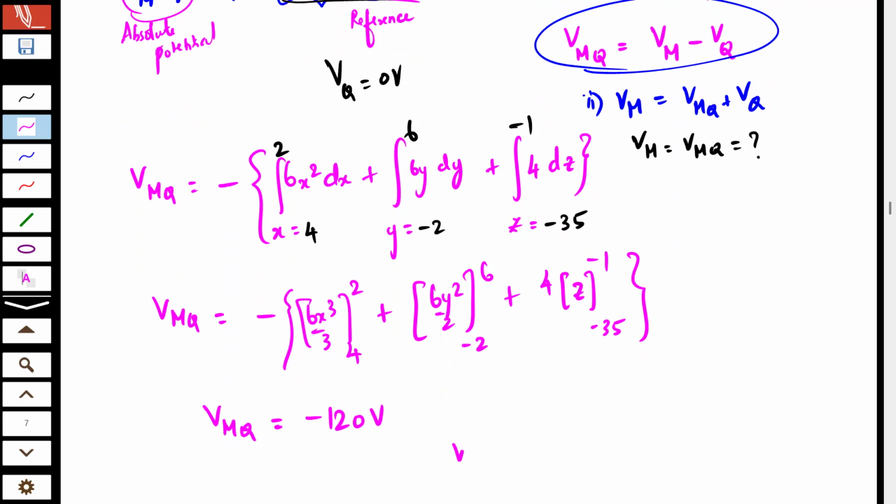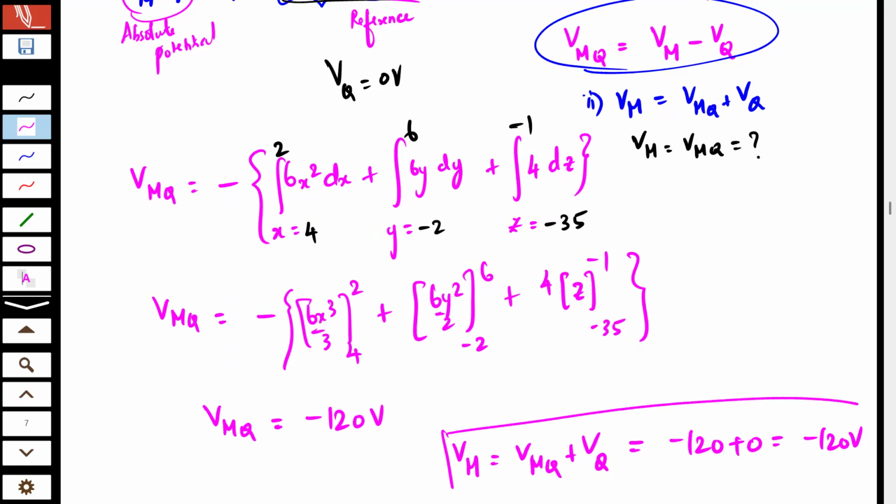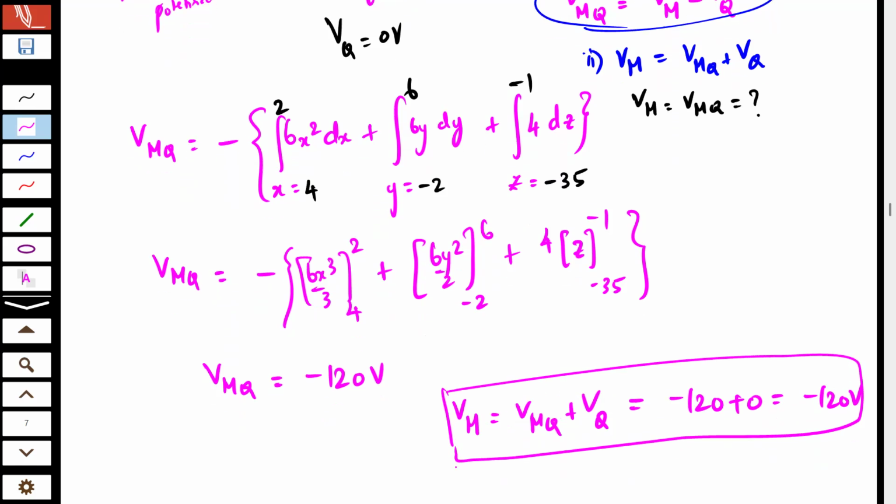And we also know VM is VMQ plus VQ. That also is going to be -120 volts, since VQ is 0. So the answer for absolute potential at M, if the reference is at Q, is -120 volts.